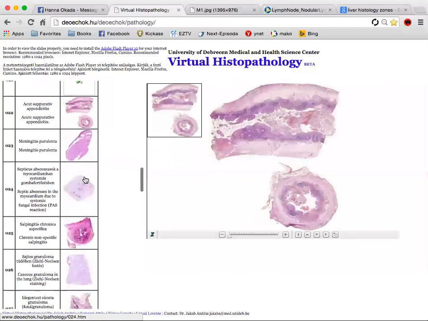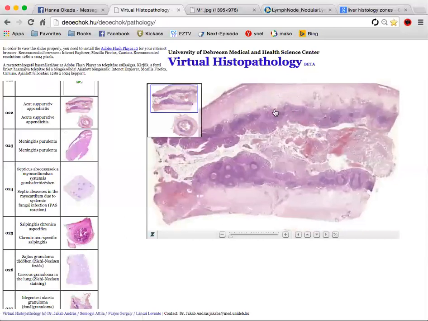So next up, this is acute suppurative appendicitis. What suppurative means is with pus. Now you have these two specimens. This is the same appendix, just a different orientation. So this is the lumen here, and this is the lumen here.